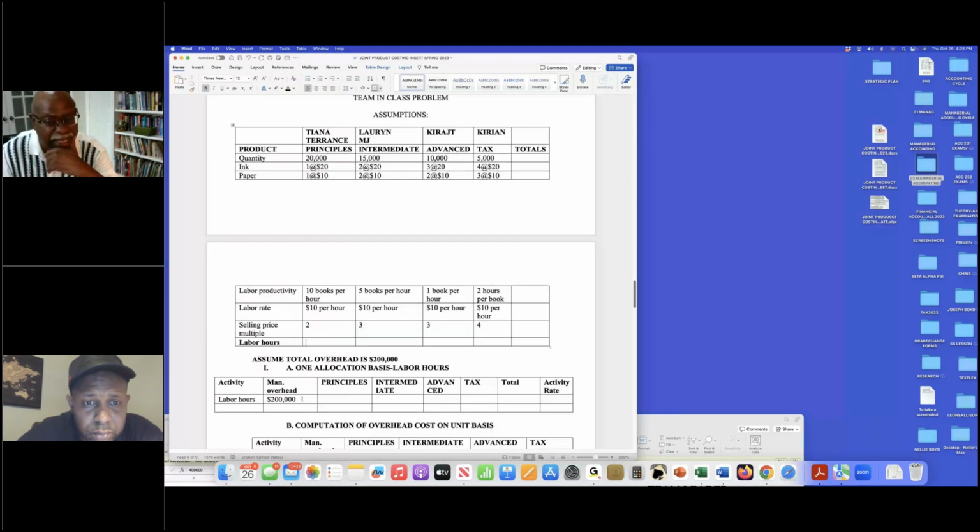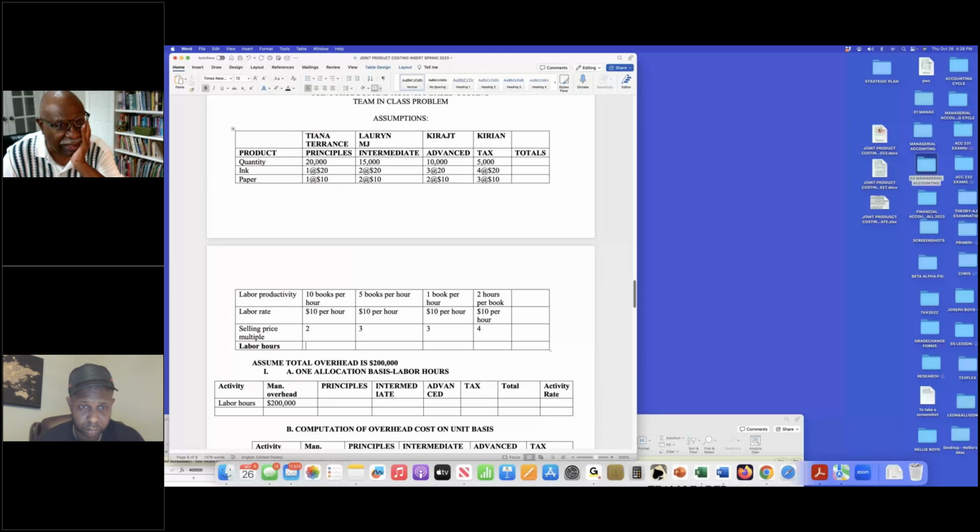We have to get to an activity rate. So to get to the activity rate, how many labor hours are involved in making the principal book? How many are we making? We're making 20,000, and we can make 10 per hour. So do I divide 20,000 by 10? Mm-hmm. 2,000. So you need 2,000 labor hours.